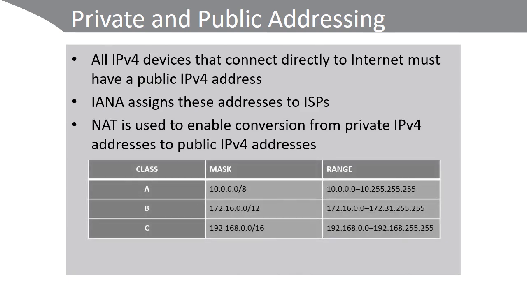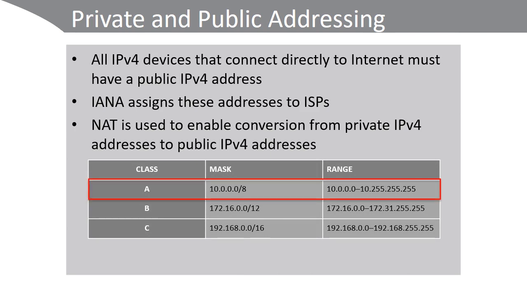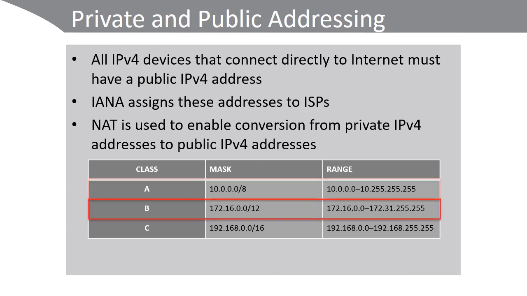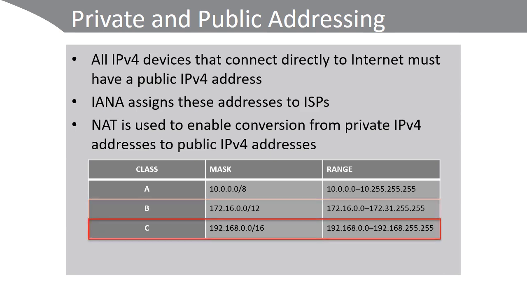There are three classes of private address that are used. For Class A, you can use the range 10.0.0.0/8. For Class B private addresses, you can use 172.16.0.0/12. And for Class C networks, 192.168.0.0/16. It's this last one that we probably find most frequently in home networks.